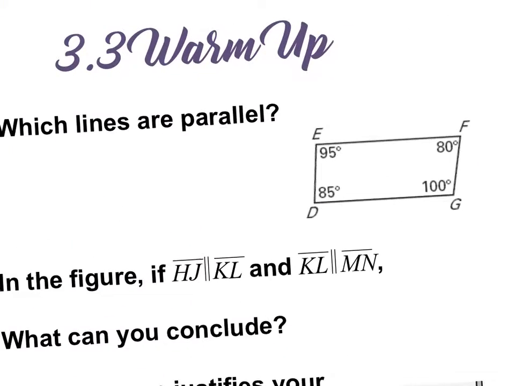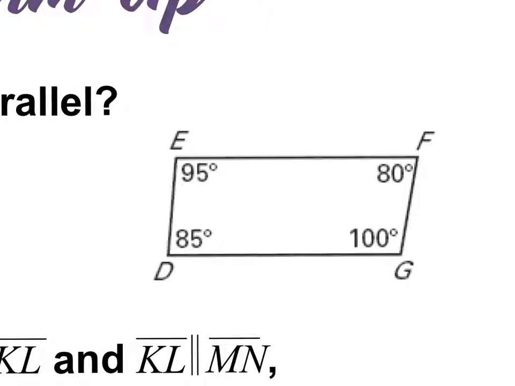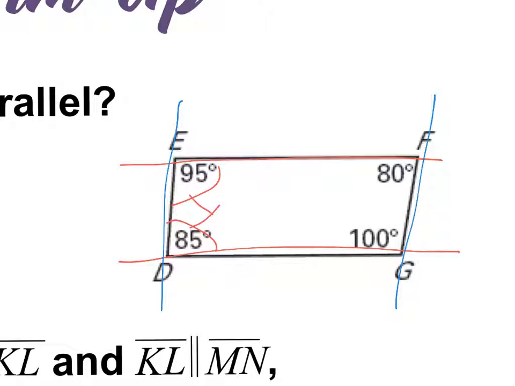Okay, 3 says which of these lines are parallel? So there's two sets. I could either say that these two are parallel, or I could say that these two are parallel. Which two are parallel? EF and DG. EF and DG, and why? Because they're supplementary. Perfect. So this 95 and this 85 would add together to give me 180. This 80 and this 100 would add up together to give me 180.